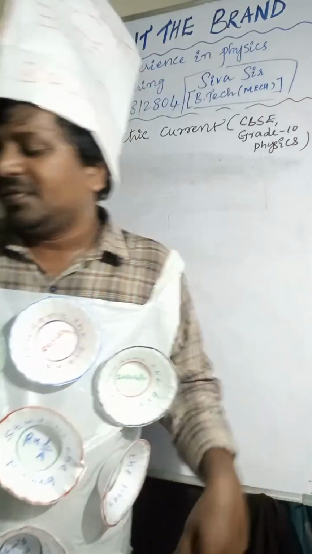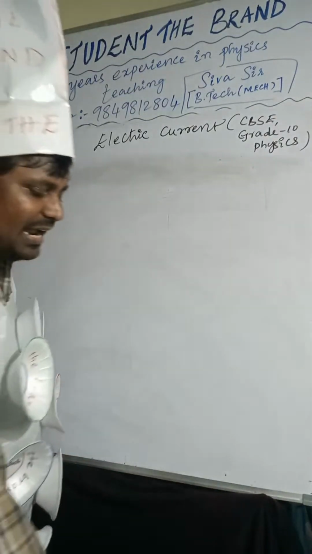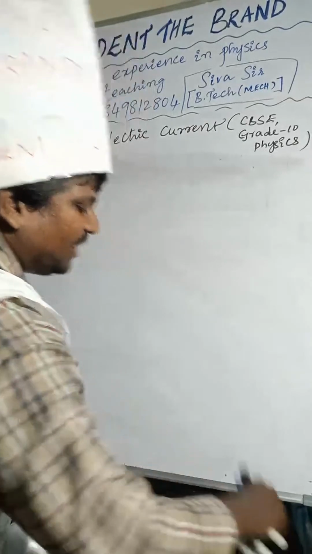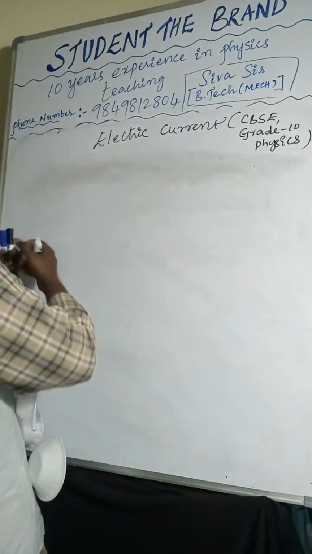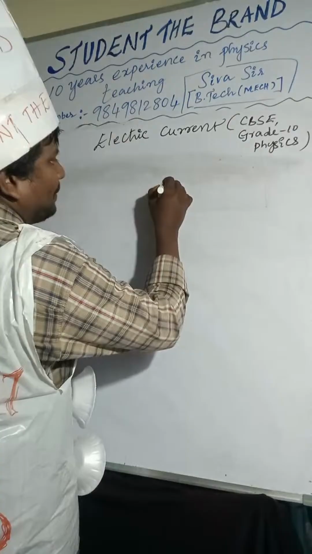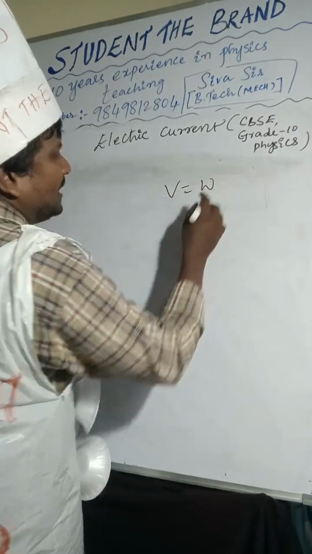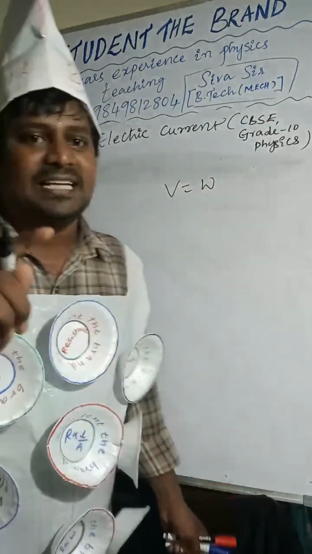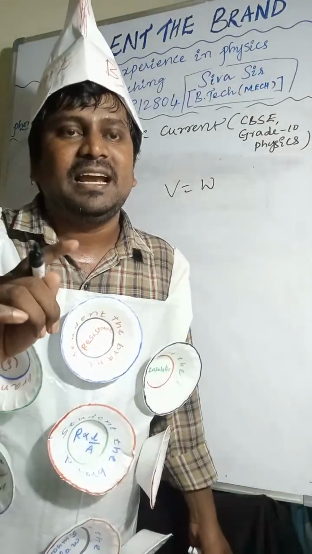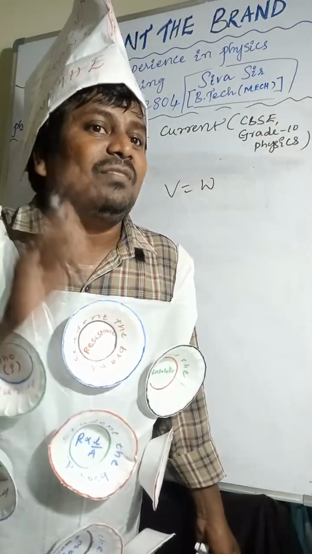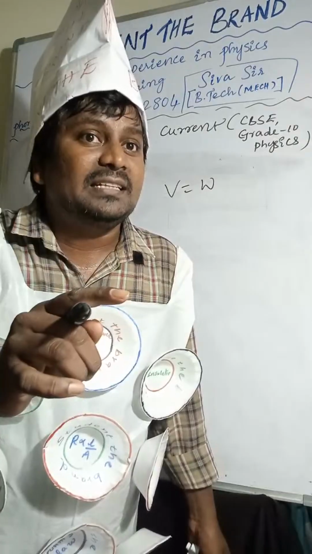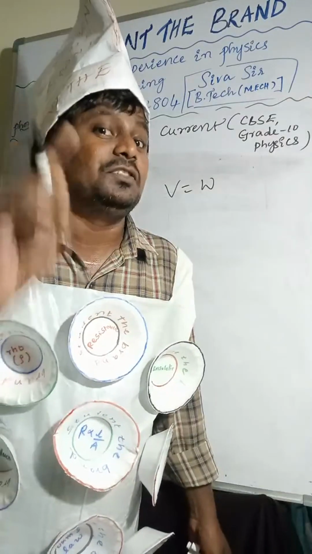There is nothing but the heating effect of electric current. But I am saying each and every line of the heating effect of electric current is a diamond. Is it a diamond or not? You check and let me know.